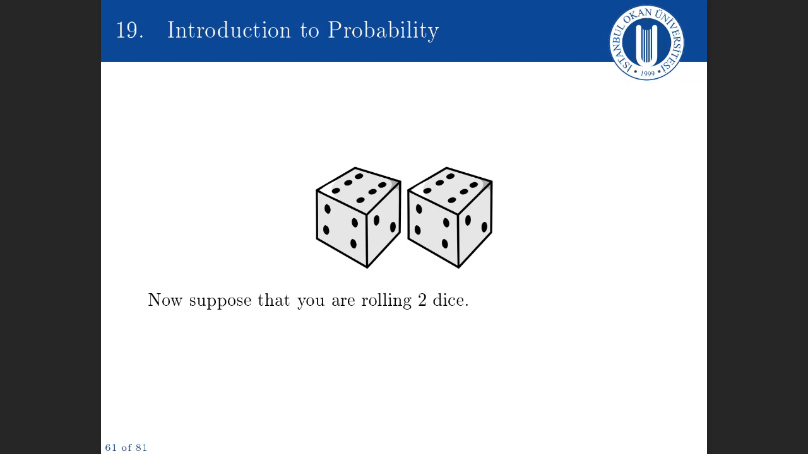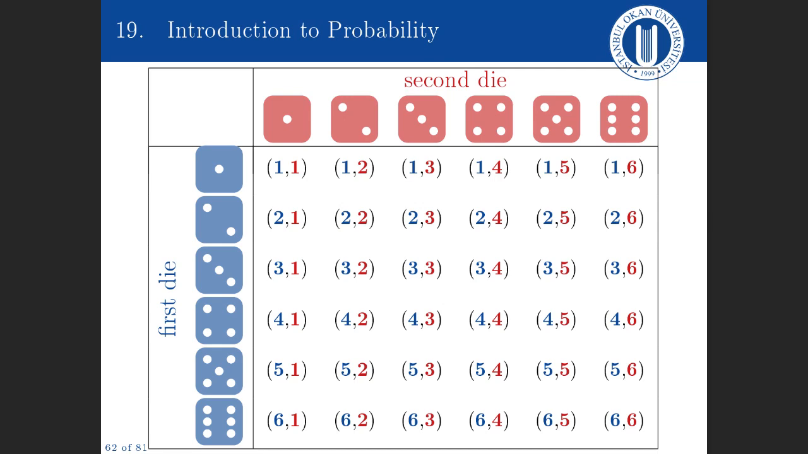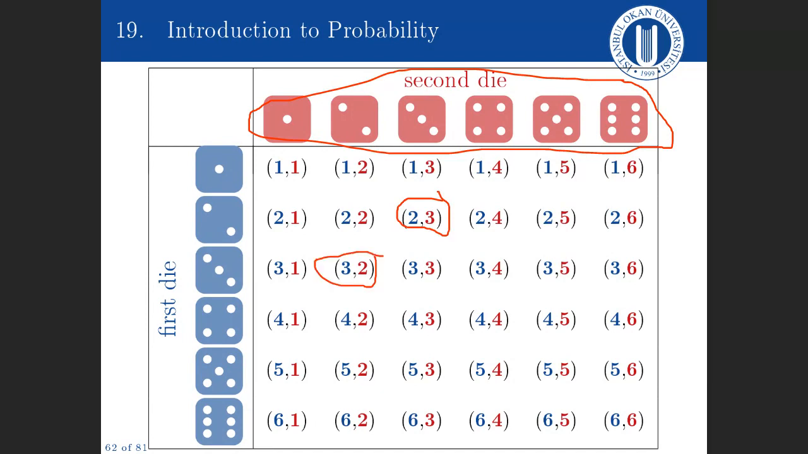Now let's suppose we're going to be rolling 2 dice. What are the possible outcomes of rolling 2 dice? Well, from the first die, we can get 1, 2, 3, 4, 5, and 6. And from the second die, we can also get 1, 2, 3, 4, 5, and 6. So, for example, we can get a 2 and then a 3, or a 3 and then a 2, or a 4 and a 4, etc.